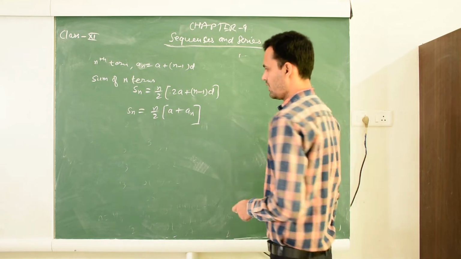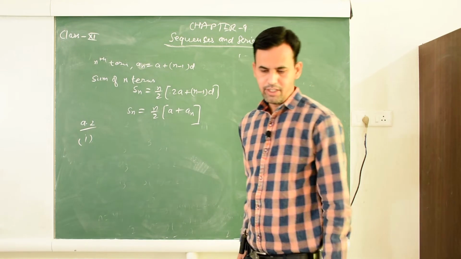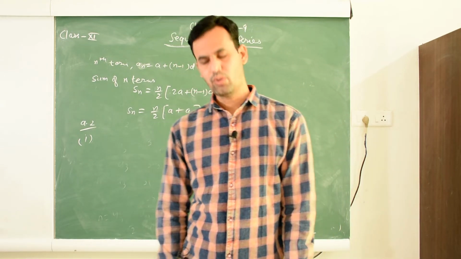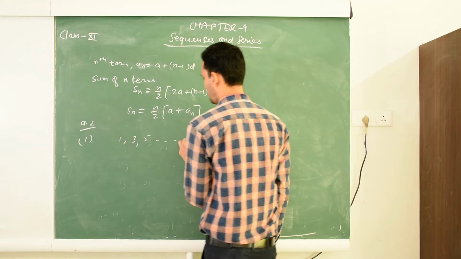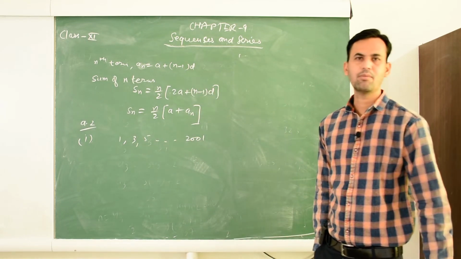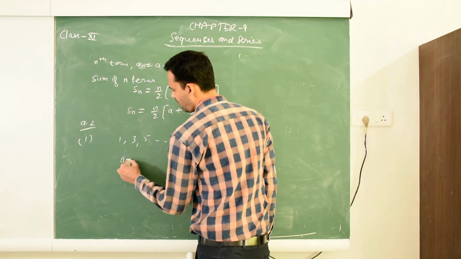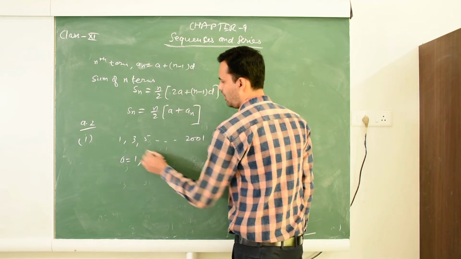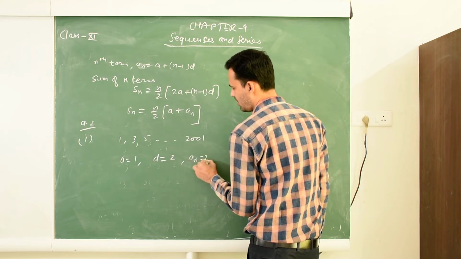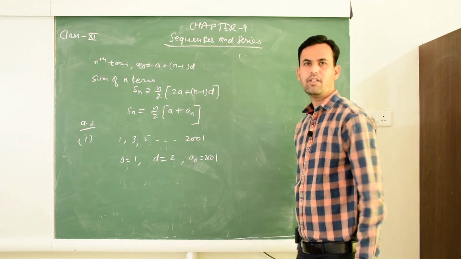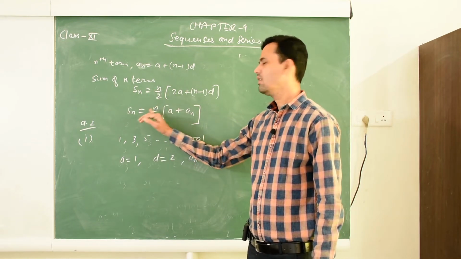So question number 1 of 9.2: find the sum of odd integers from 1 to 2001. So 1, 3, 5, up to 2001, all odd numbers. So a equals 1, d equals 3 minus 1, which means 2, and the last term an is 2001. So first we find the value of n, and then we apply these values in this formula.